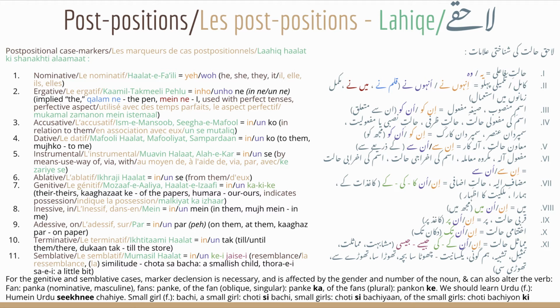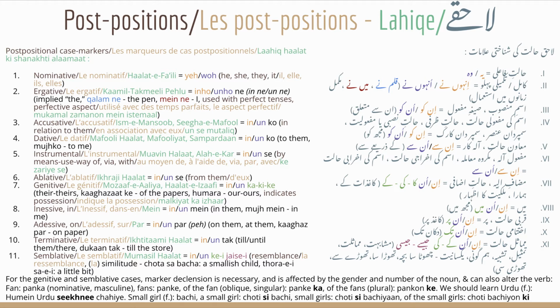So chota sa bacha, a small-ish, like sa is like ish, the smallish child, chota sa bacha. Thora sa, like a little bit. Thora means a little, and thora sa is kind of a little-ish bit, but that really doesn't make sense in English. So like a little bit.